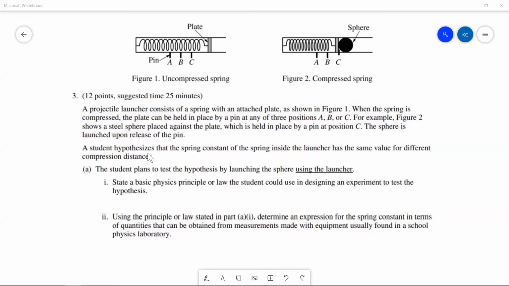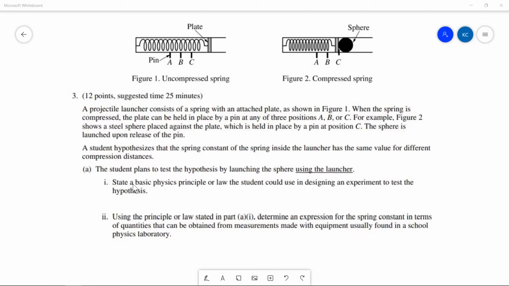For example, figure 2 shows a steel sphere placed against the plate, which is held in place by a pin at position C. The sphere is launched upon release of the pin. A student hypothesizes that the spring constant of the spring inside the launcher has the same value for different compression distances. The student plans to test the hypothesis by launching the sphere using the launcher.